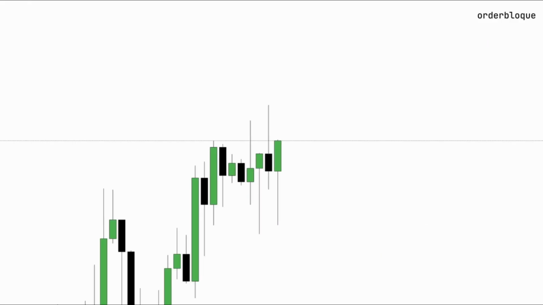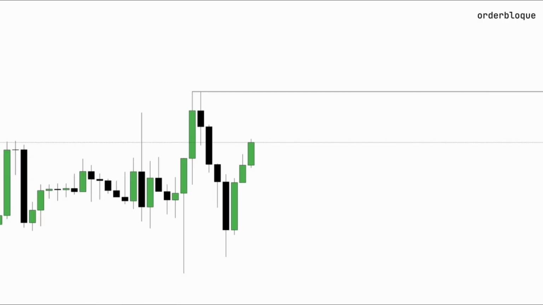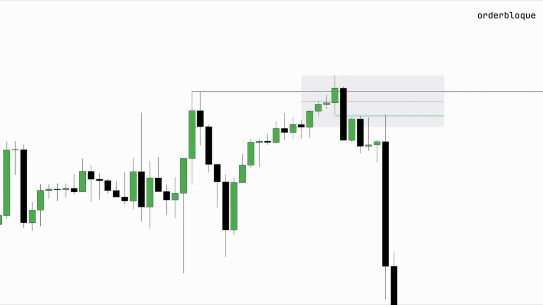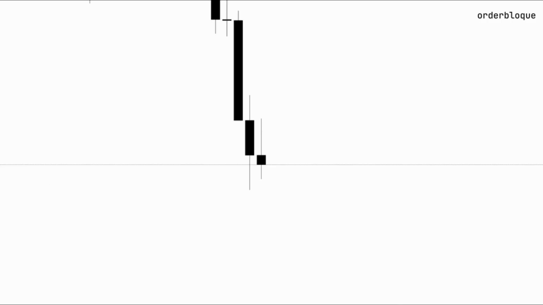In the second example, there's already a 4-hour fractal high. On the 1-hour chart, the price makes a liquidity raid, after which it confirms the volume with an order block and fair value gap. These zones are tested multiple times, the FVG zone is filled, and the price moves downward in the intended direction. The third example is also quite interesting.